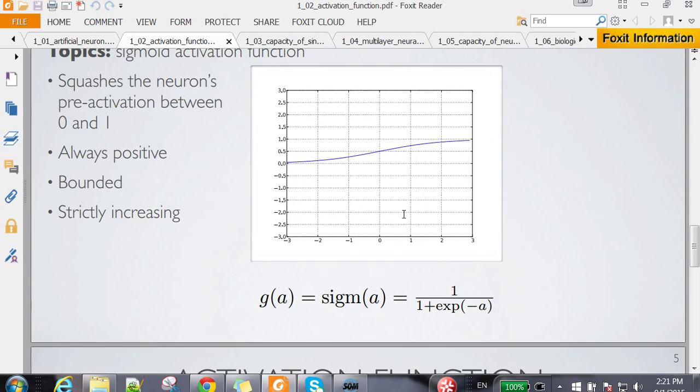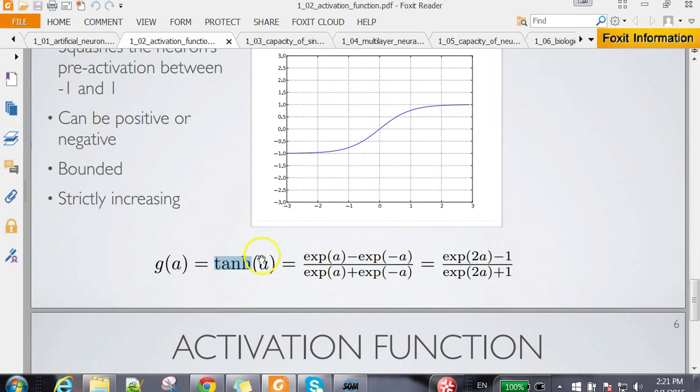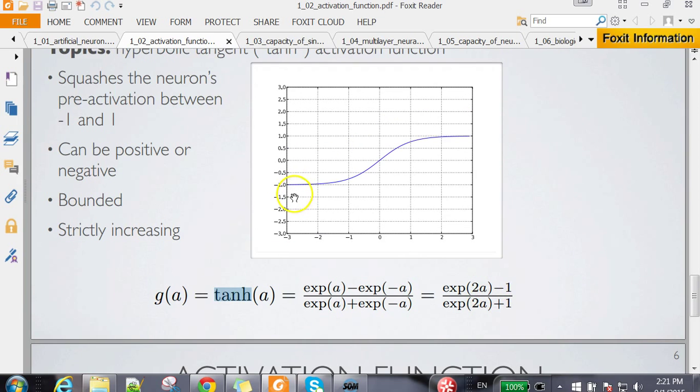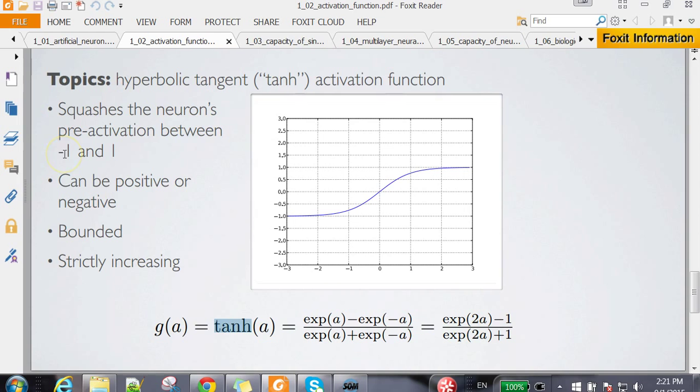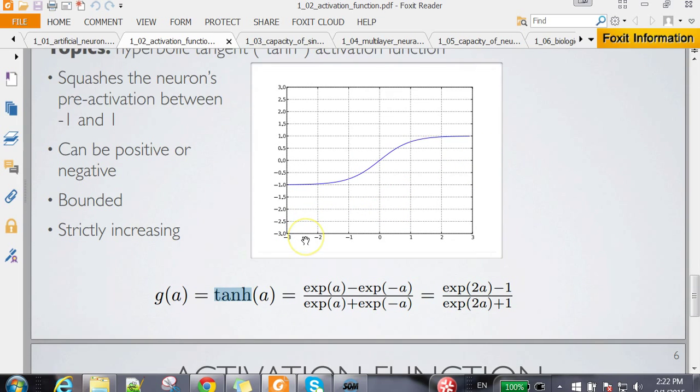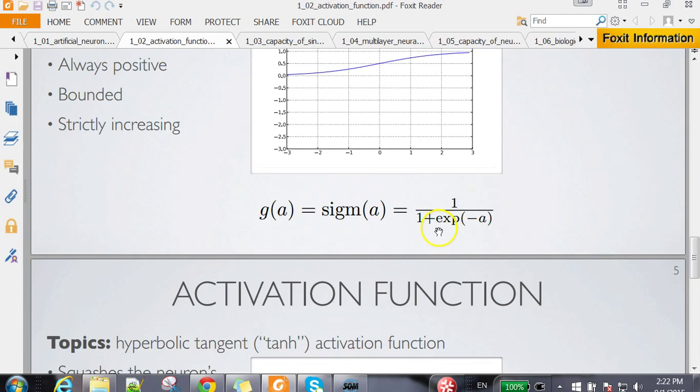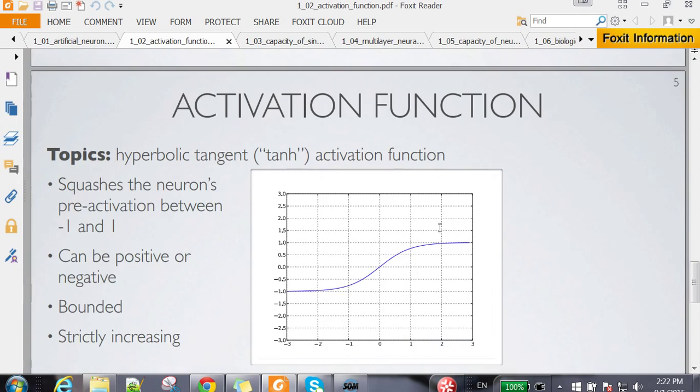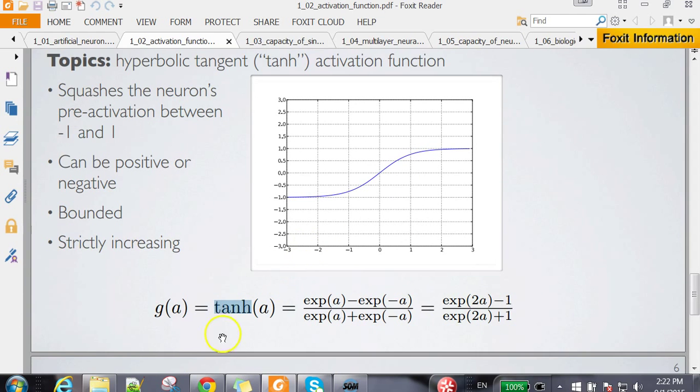So we're doing this to a, which can also apparently be written like this. Let's notice what about this. It still squashes it, but this time between -1 and 1. It can be negative, it can be positive. It is still bounded from below and bounded from above, and it is still strictly increasing. So this is similar to the sigmoid function, but not the same. And this one is the hyperbolic tangent.